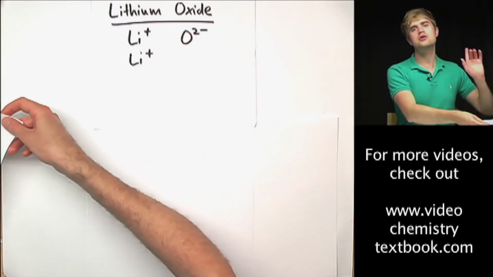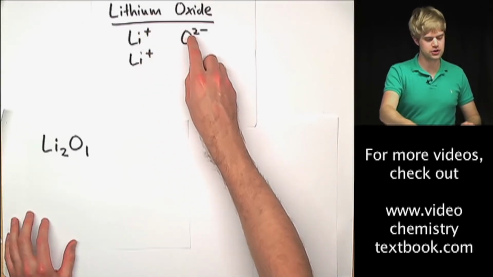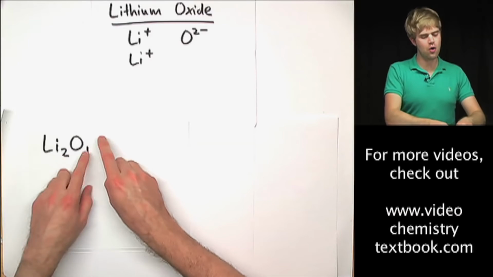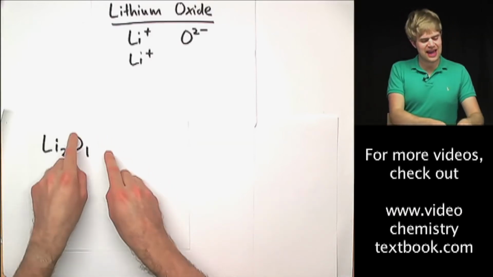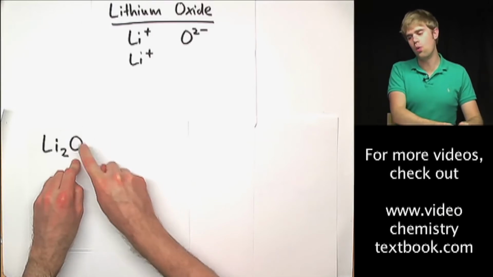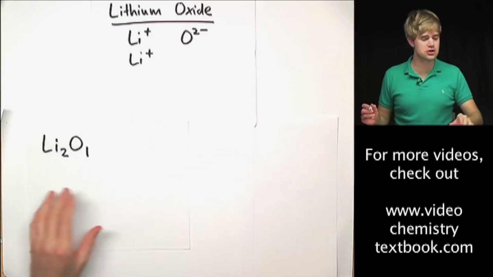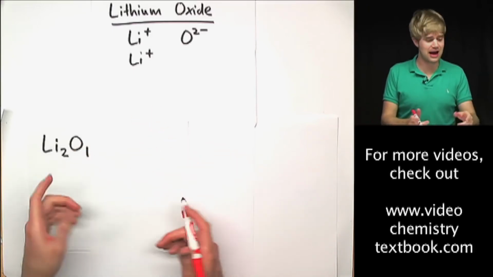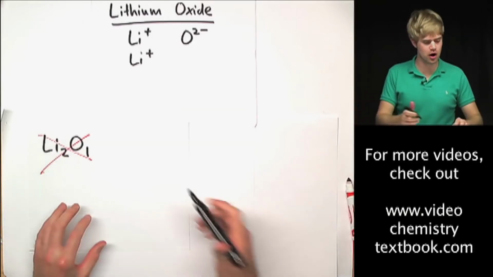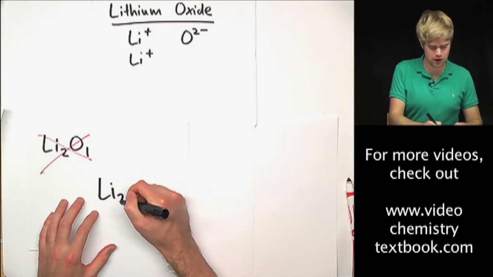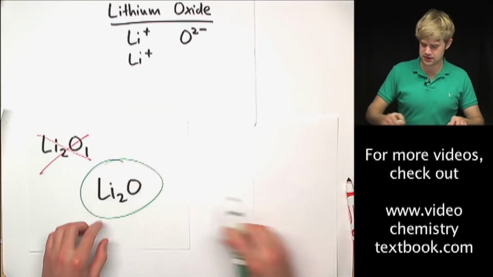Okay? Here is one mistake that people make. They say, okay, I have 2 lithiums and 1 oxygen, so I'll write Li2O1. They say, yeah, there's only 1 oxygen, so it can't hurt to just add the 1 here, can it? It can't hurt. It does hurt. It's just not right to do. You never want to put a 1 after an element. So Li2O1 is wrong. Instead, you want to write Li2O without any numbers after this, and this is the right way to do it.